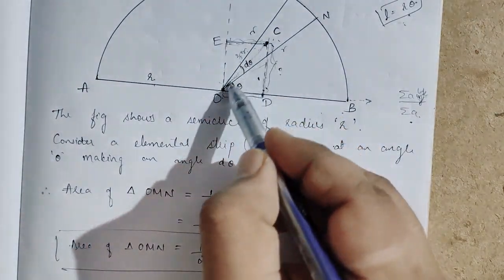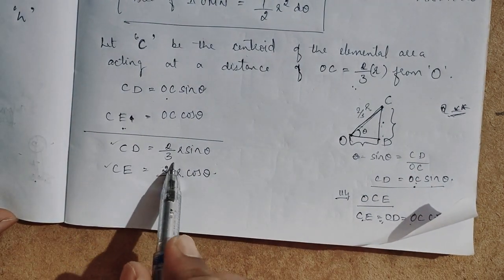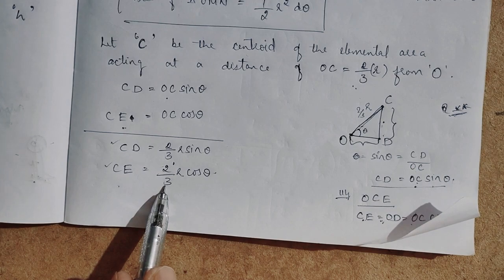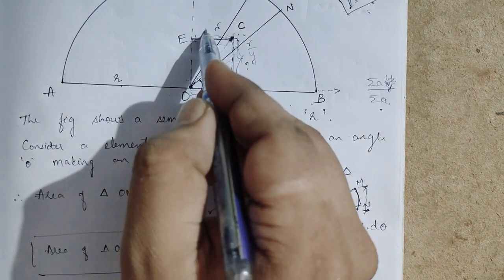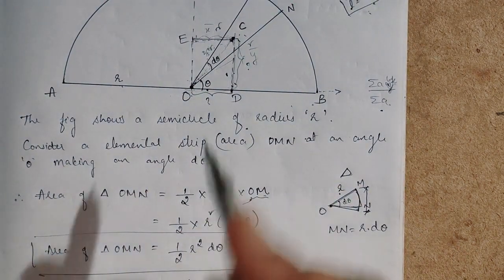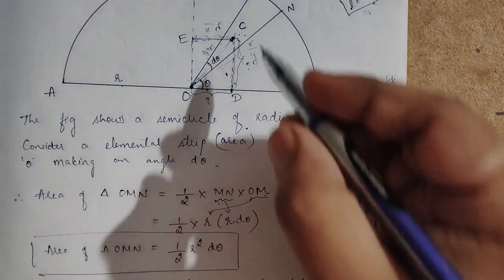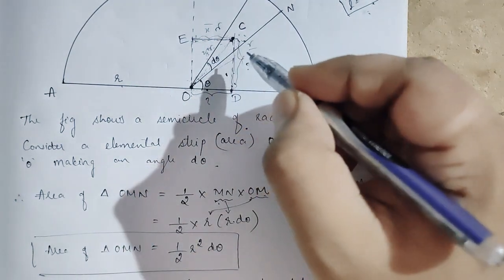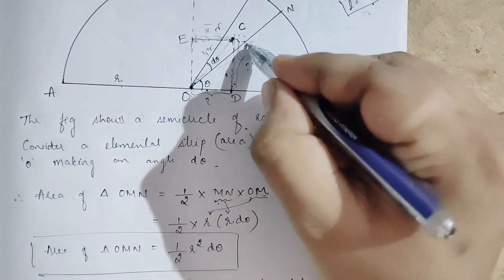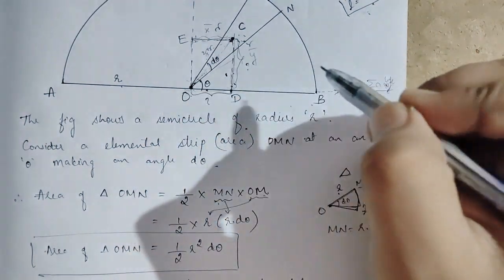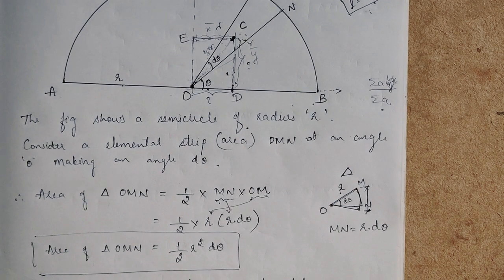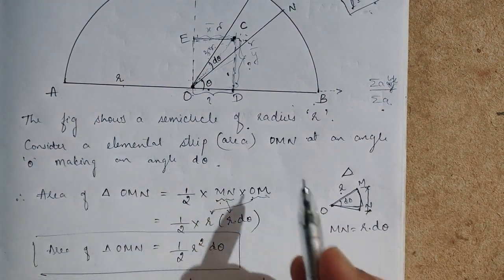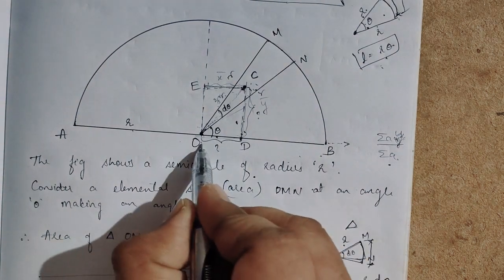So for this CD and CE, I considered this triangle. By considering this triangle, I got the equations CD is equal to 2 by 3 R into sin theta, and CE is equal to 2 by 3 R cos theta. This CD is nothing but the Y bar, and this is nothing but the X bar. When we take this elemental strip and integrate it, I'll tell you now what the integration limit is. For a semicircle it is 0, right?